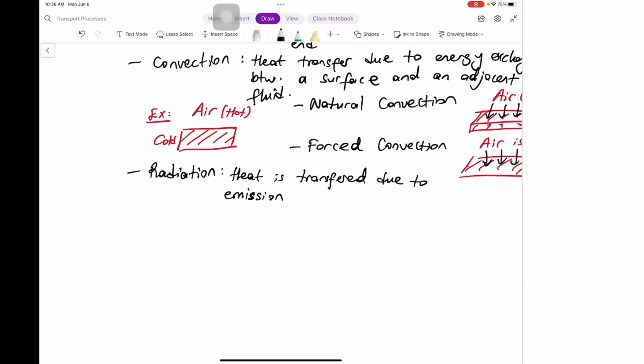Emission or absorption of photons. Photons means electromagnetic radiation, right?